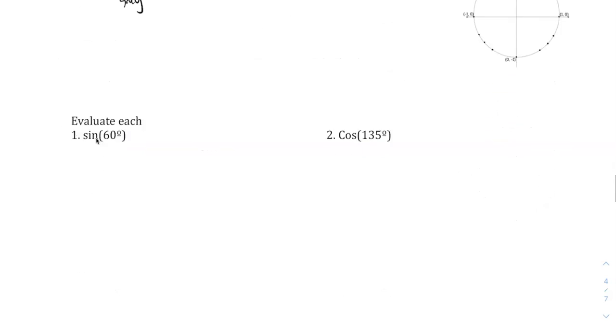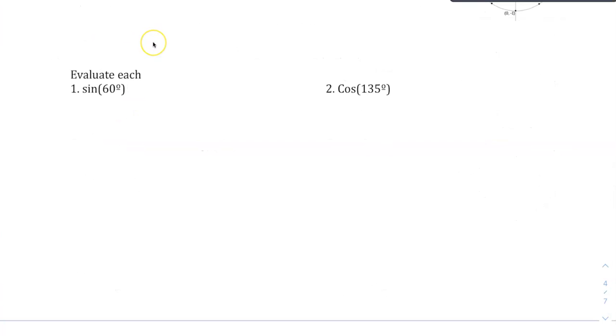So let's do an example. Evaluate sine of 60. So step 1, draw it. Here's 0, here's 90. So 60 is in between these two somewhere. So 60 degrees.